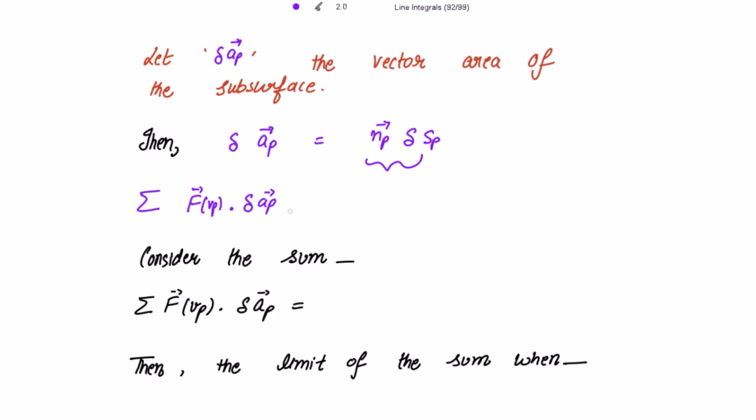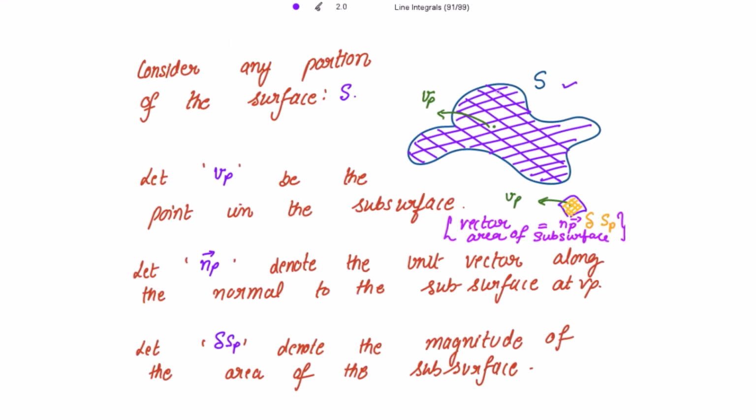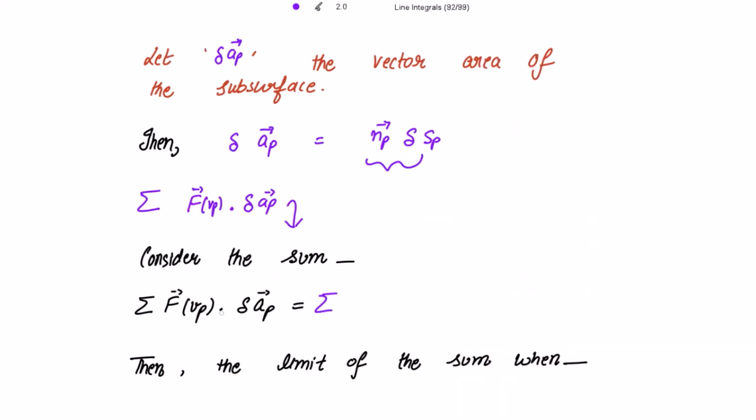So that is what is in the next step. Consider the summation F vector VP, its dot product with delta AP vector. Now this summation is extending to the various subsurfaces in which the surface S has been divided. The summation is extending to all these various subsurfaces. So this summation is equal to summation F vector VP dot NP vector multiplied with delta SP, the magnitude of the area of the subsurface.